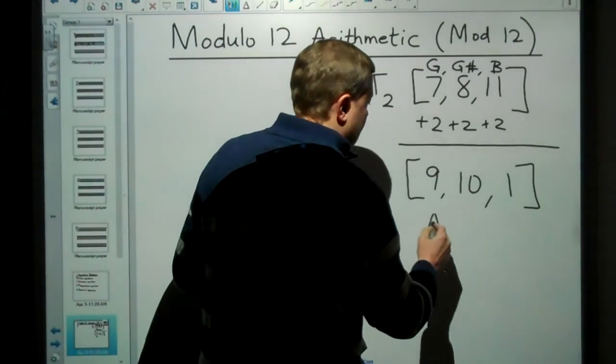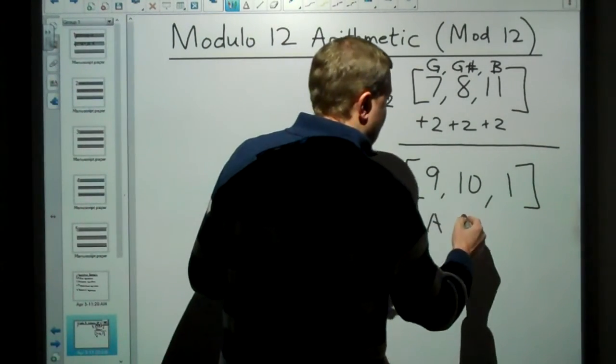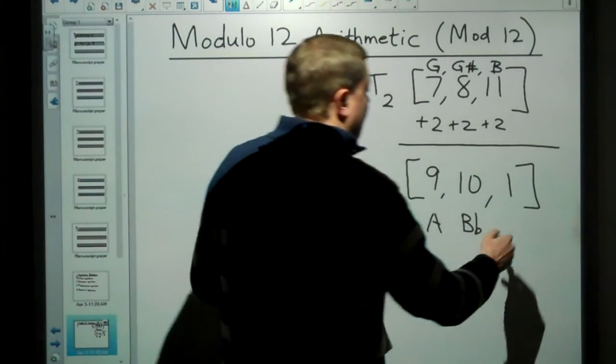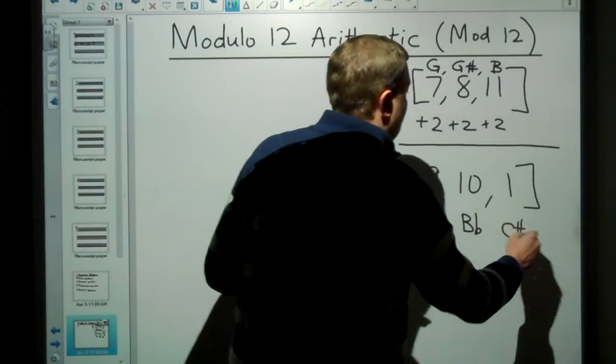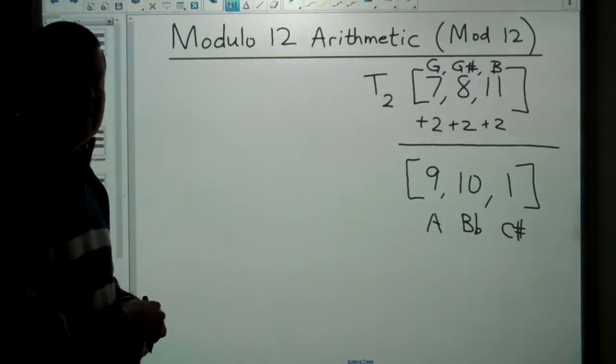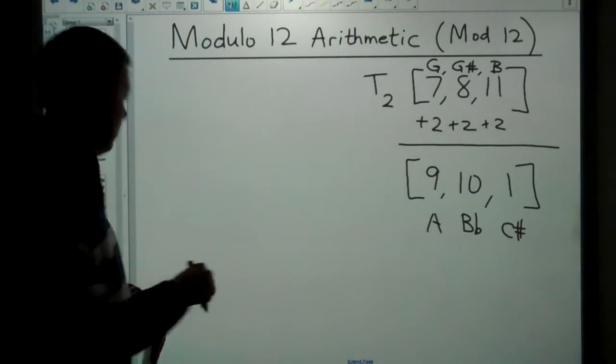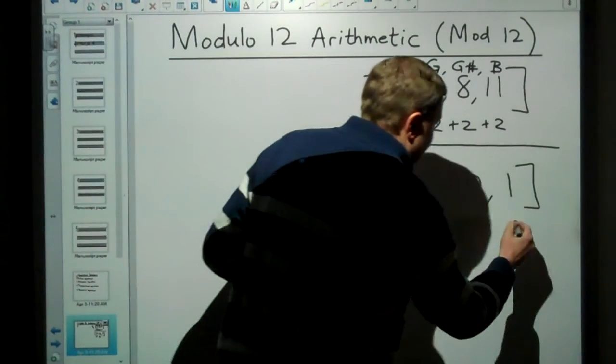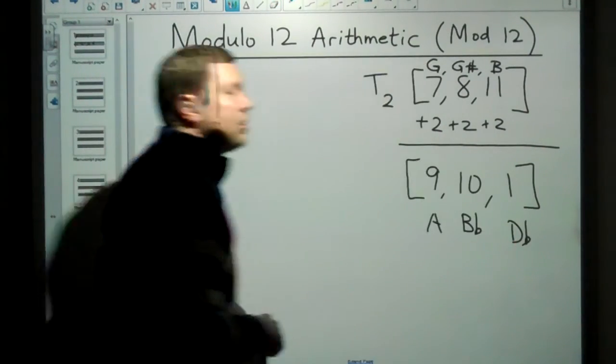Well, 9 is the pitch A, 10 can refer to B flat, or A sharp, however you want to spell it, and then 1 is C sharp, or D flat. In fact, I'm going to spell the C sharp in this case as a D flat. Doesn't really matter, but this will make more sense.